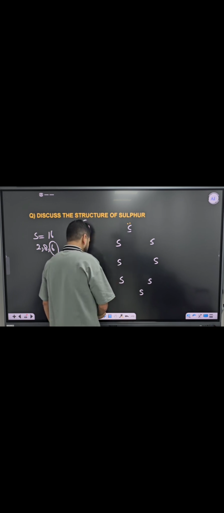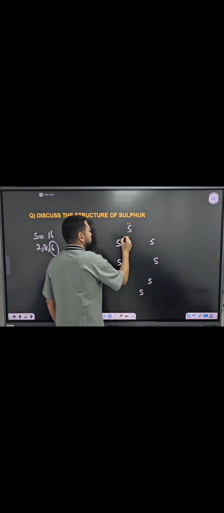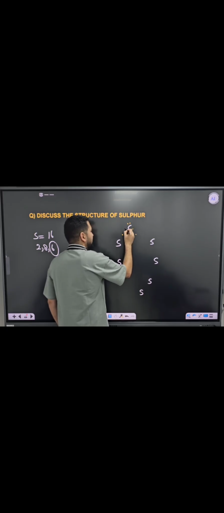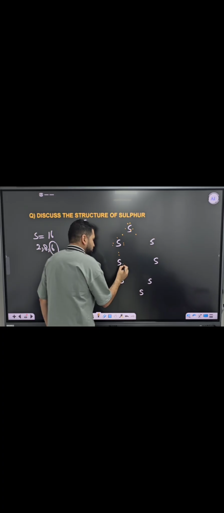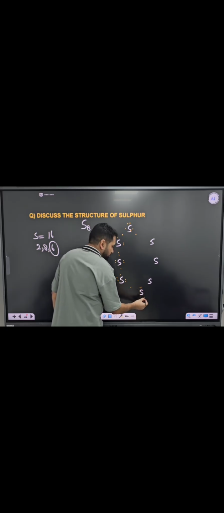Wait one second. This is sulfur, right? So 1, 2, 3, 4, 5 and 6. This sulfur also has 6, and this sulfur also has 6, and this one also, and similarly each of the other sulfur atoms has 1, 2, 3, 4, 5, 6. Right? Now look here, guys.